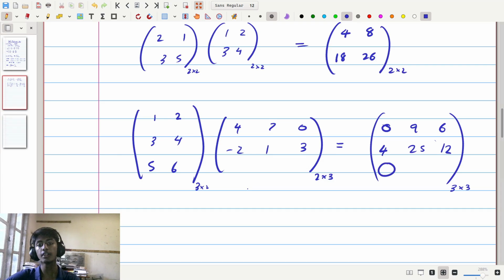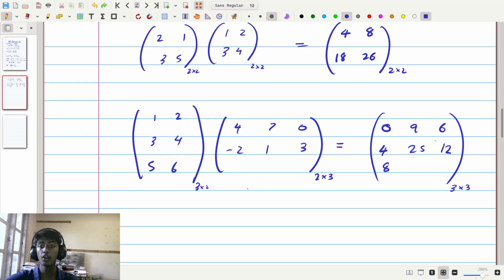Consider this element, third row, first column, i equals 3, j equals 1, and therefore we go third row of the first matrix, first column of the second matrix, which is going to be 5 times 4, which is 20, and 6 times negative 2, which is negative 12. 20 minus 12 is going to be 8, and therefore the element here is 8.